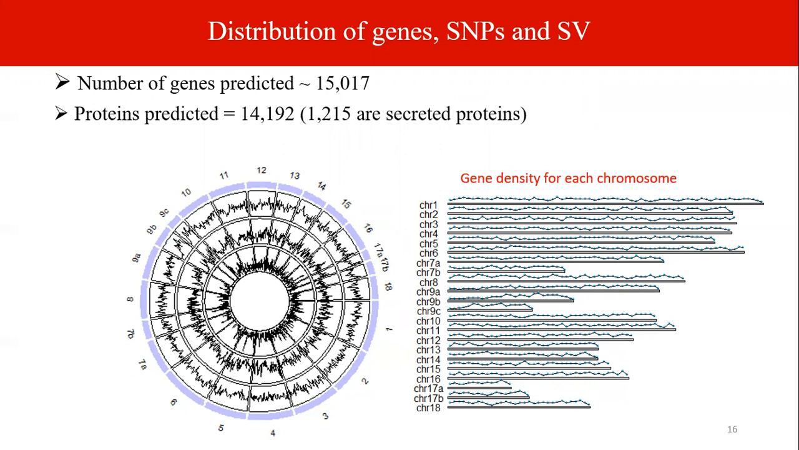This Circos plot shows the distribution of genomic features on chromosomes. The outer track is for number of genes. The middle one is for number of SNPs, and the inner track is for structural variations. The way this was done is the number of genes per 100 kb was counted for each chromosome, and also the same for SNPs and structural variation. So the zigzag shows the variation across different regions.